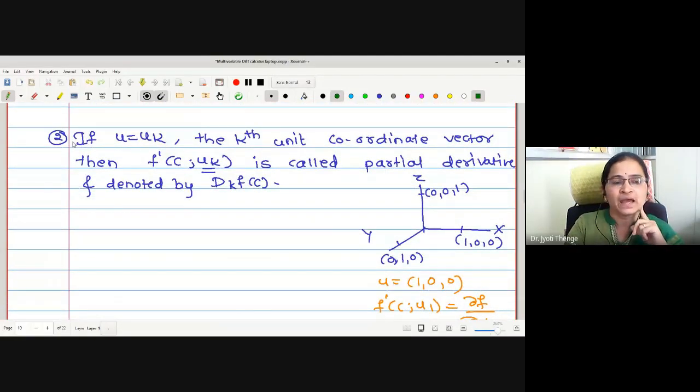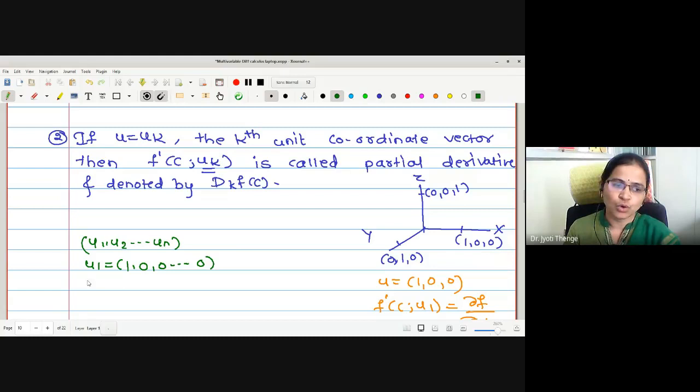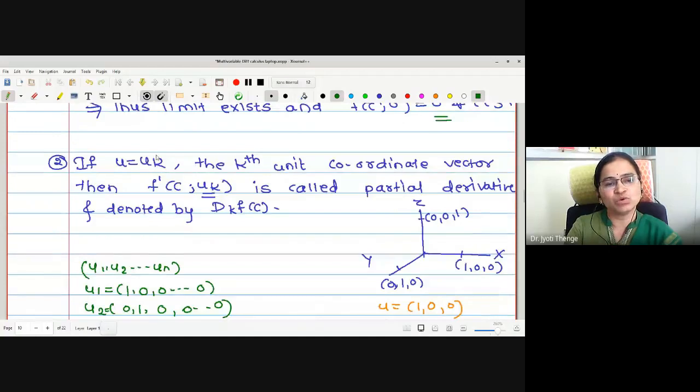Next, we know the unit standard basis for a function on n-dimensional space. What is the standard basis we were writing? u1, u2 up to un. Now, what is u1? u1 has unit at the first place and the rest 0. What is u2? Unit at the second place and all the rest 0. Likewise, what will be uk? uk will be unit at the kth place, and all the rest is 0. And this is the uk we were considering.